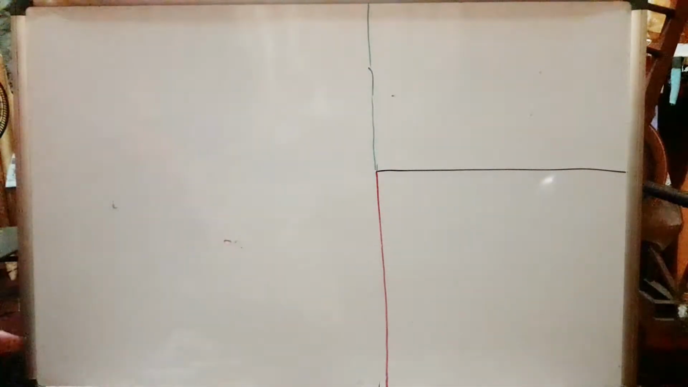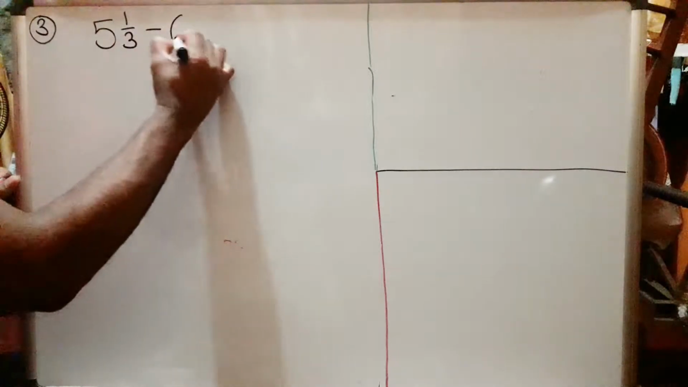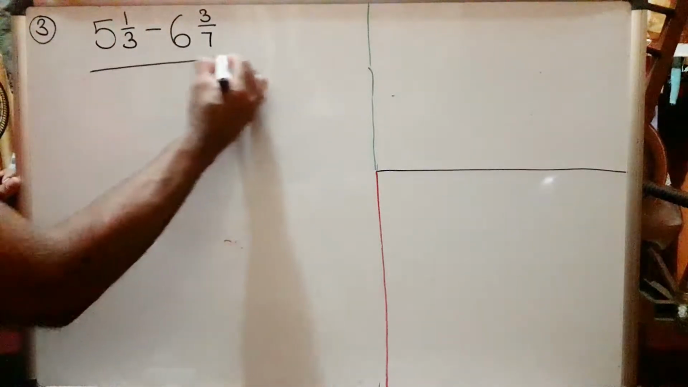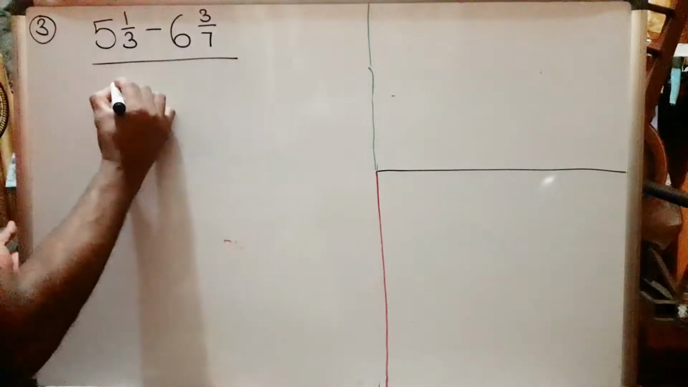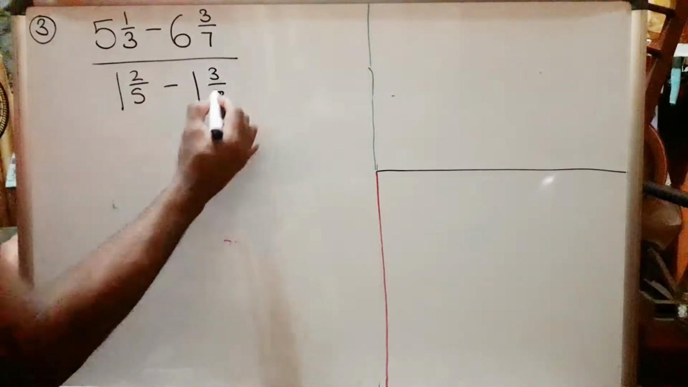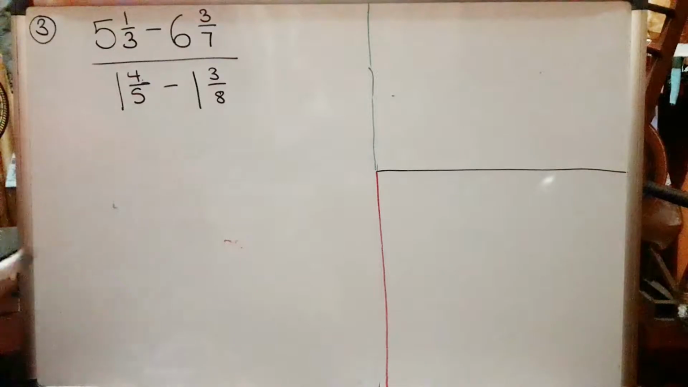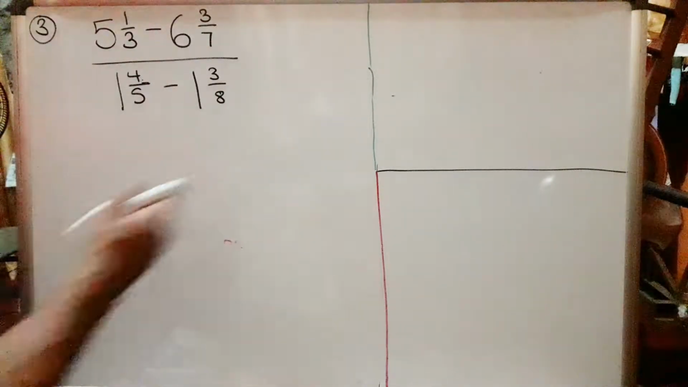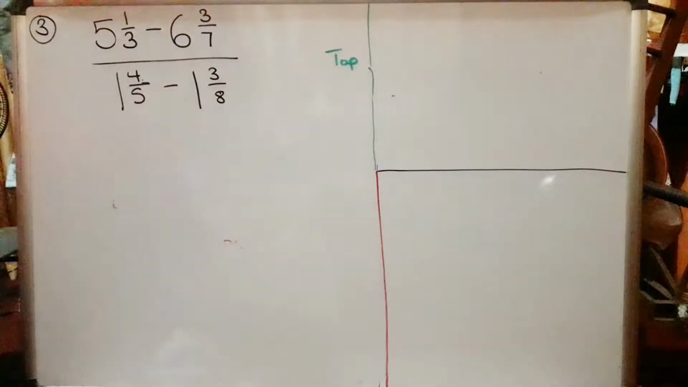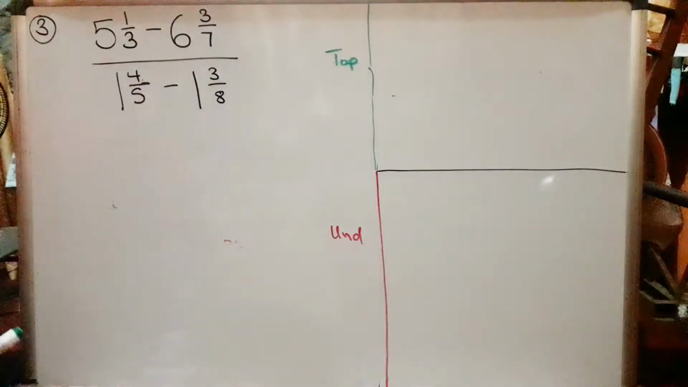Okay, let's make it a little bit harder. Let's say we have 5 and 1/3 minus 6 and 3/7, divided by 1 and 2/5 minus 1 and 3/8. Let's make this 4/5. All right, let's try this question. This question clearly has a top part and an underneath part. The top part, I'm going to simplify over here, and the underneath part, I'm going to simplify over here. So let's write back the top part here, but I'm not going to be working with mixed fractions. I'm working with improper fractions.